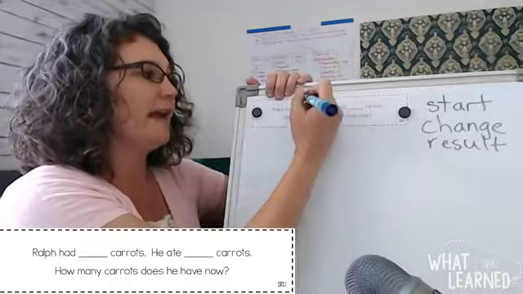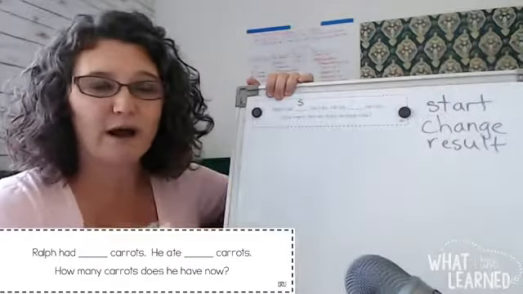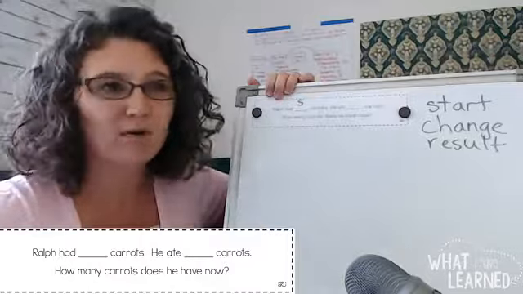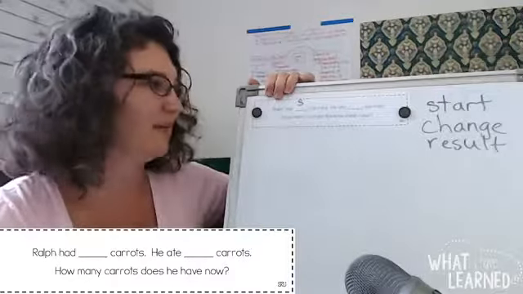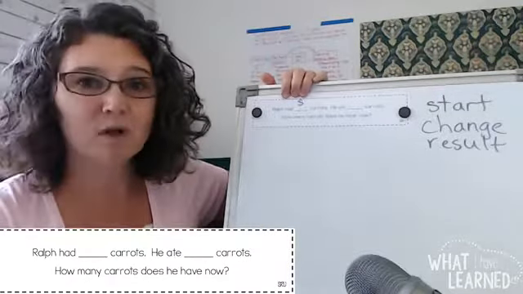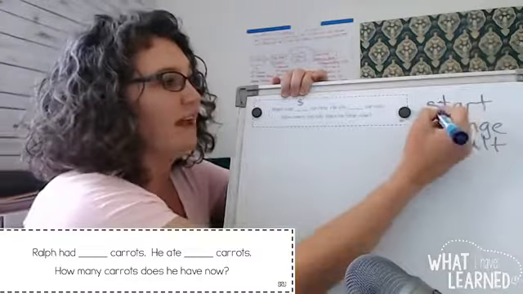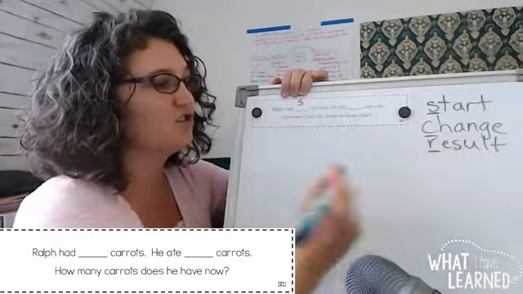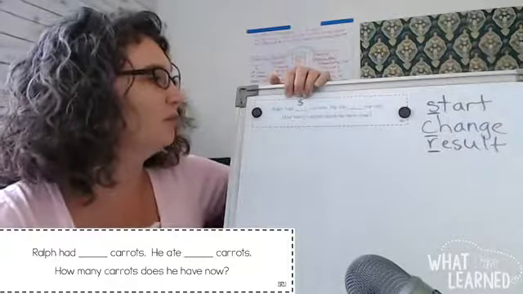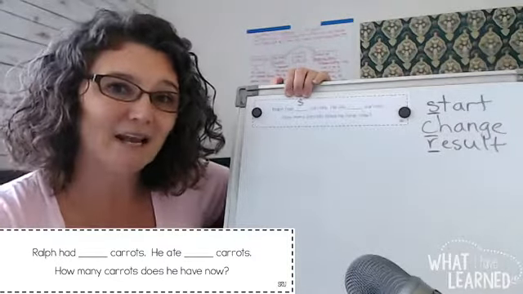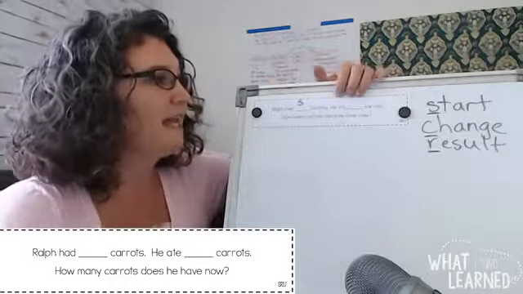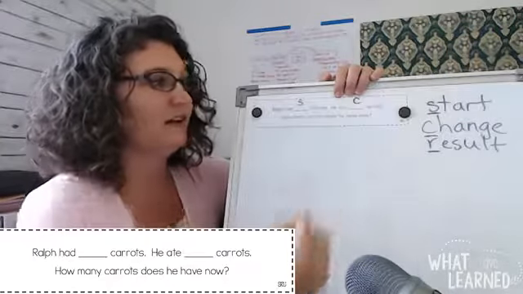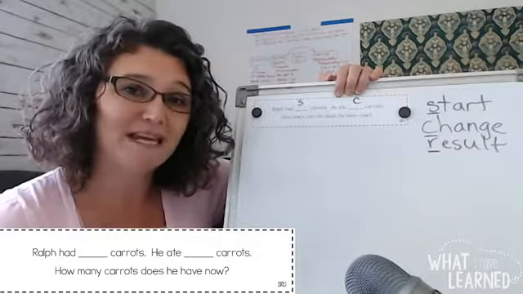On an overhead or whiteboard or smartboard, we used iPads, so I didn't really have a smartboard, we would label the word problem. There's an S for start, a C for change, and an R for result. In this problem, Ralph had blank carrots. That's your start. He ate blank carrots. That's the change. That's how many he ate.